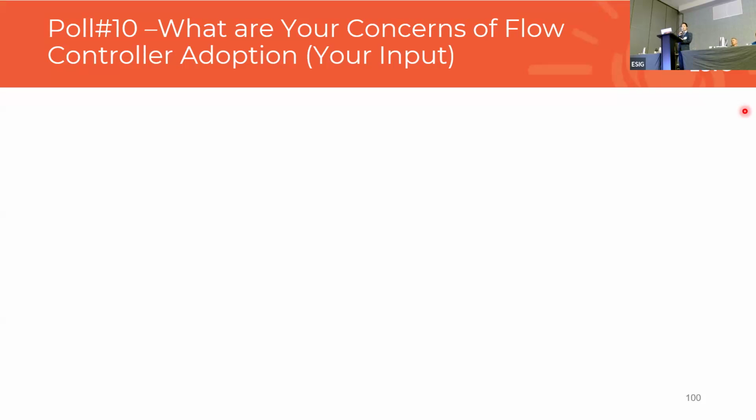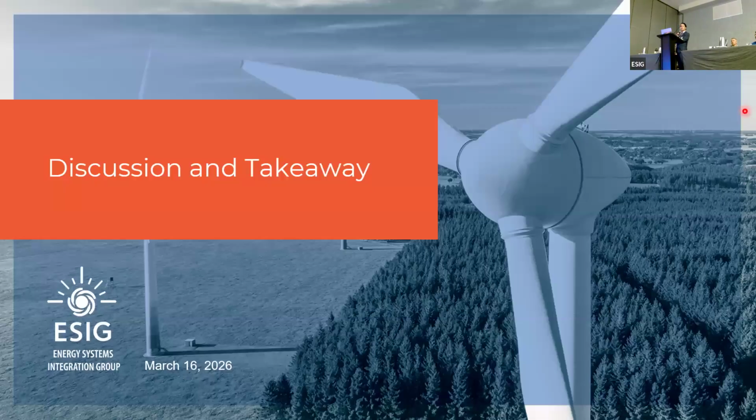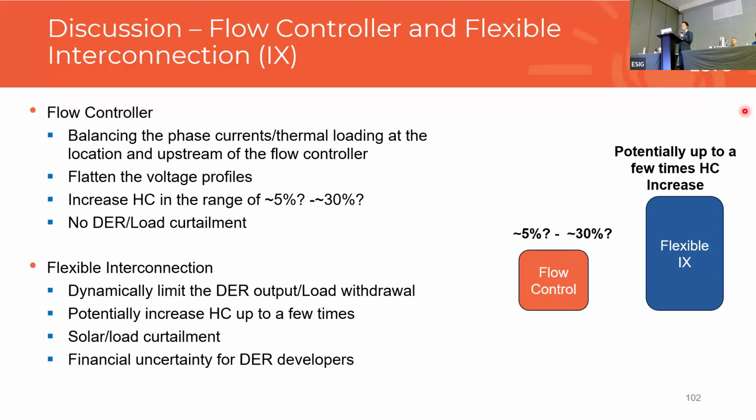Yeah, thanks so much. All great questions. Indeed, we have more discussions, but this discussion will cover both the flash interconnection and the power flow controllers. So the first discussion here, just trying to summarize it: the flow controller is really just trying to balance the phase current and the thermal loading upstream of the flow controller. And the beauty of the device is really trying to flatten the voltage profile. They could increase the hosting capacity in the range of, I put a question mark. It really depends on your system, depends on your case.